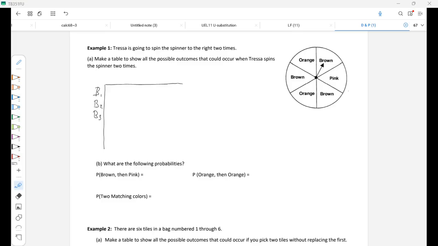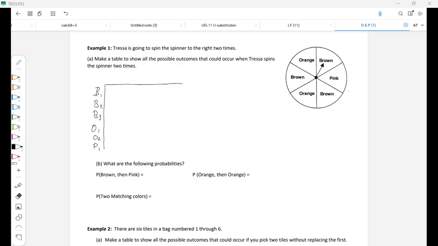Or she could get one of these 2 orange spaces. So I'll label those O1 and O2. And then finally, she could get that last pink space, which I'm just going to label as P1. So the numbers are there to remind us why there's 3 of them. There are 3 brown spaces.